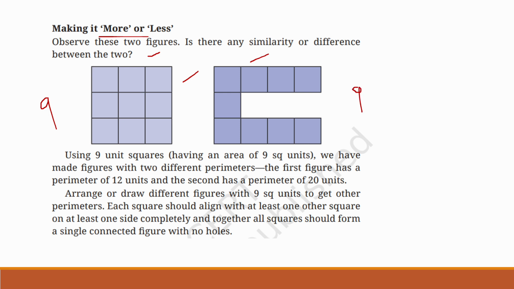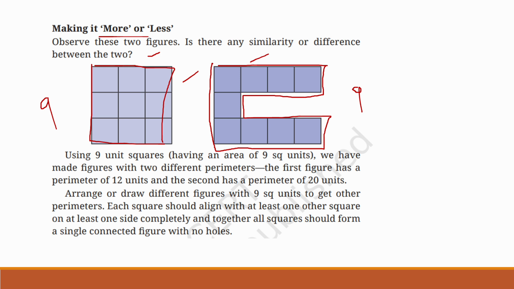What about the perimeter of the first figure? See, 1, 2, 3, 4, 5, 6, 7, 8, 9, 10, 11, 12. So 12. Then what about the second figure? 1, 2, 3, 4, 5, 6, 7, 8, 9, 10, 11, 12, 13, 14, 15, 16, 17, 18, 19, 20. 20 units. Then arrange or draw different figures with the 9 square units to get other perimeters.